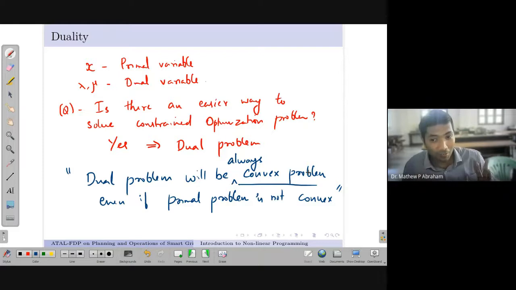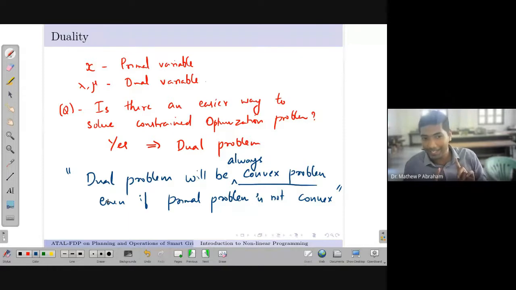What is the advantage of a convex programming problem? If you have a convex programming problem, then you need only the first order necessary condition to solve the problem. So the dual problem will always be a convex problem, even if the primal problem is not convex, and hence the dual problem can be used to solve the primal problem.